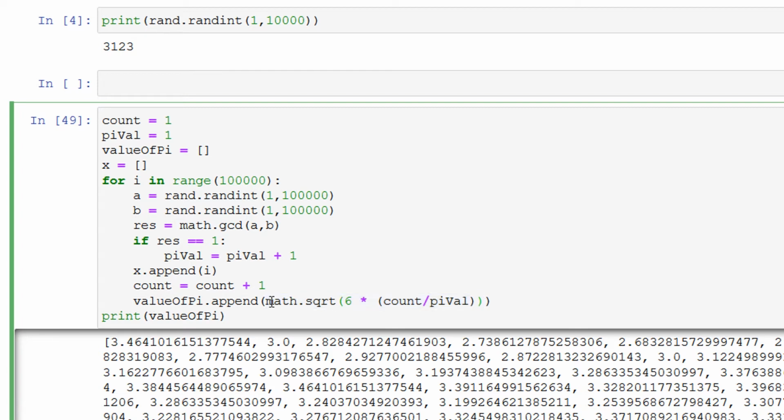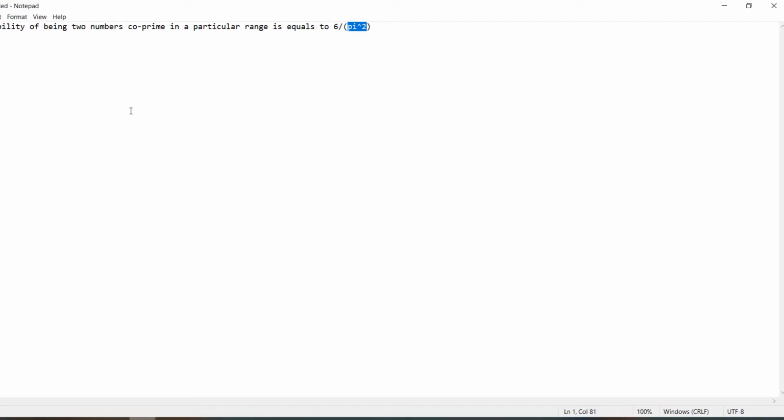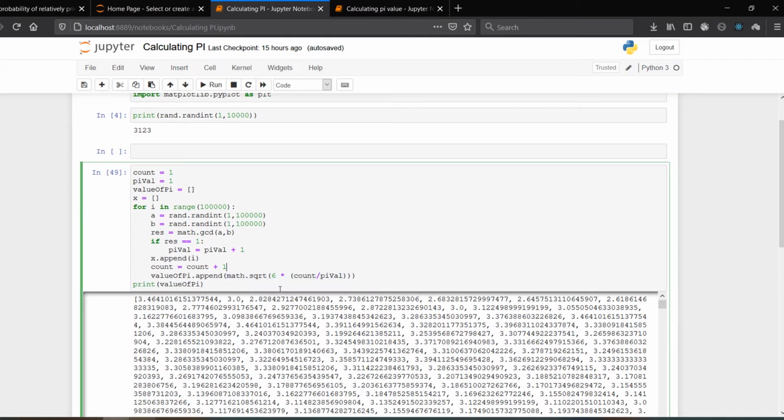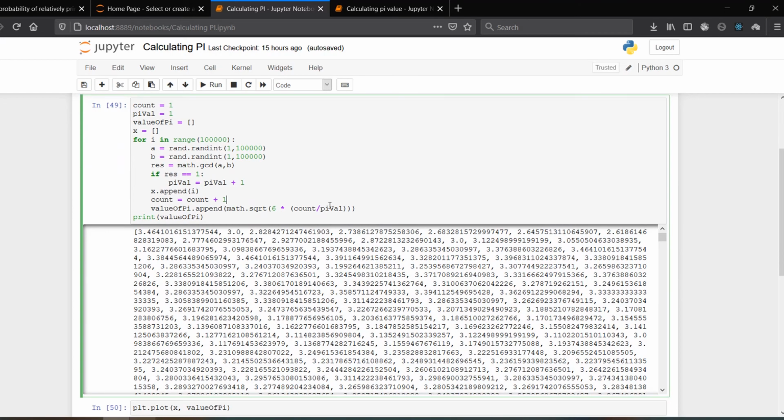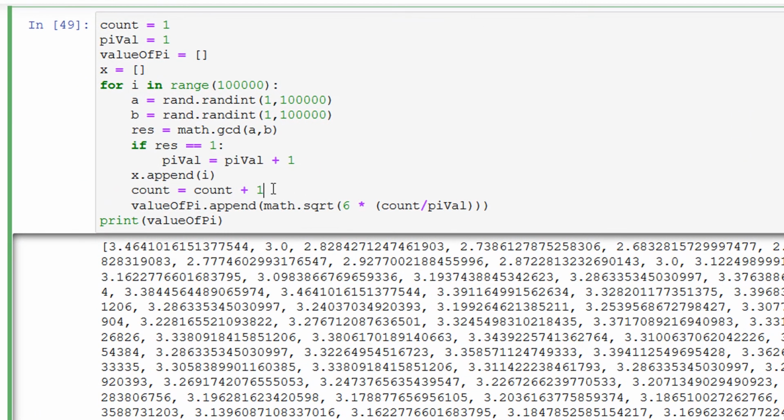Let me tell you about this equation. At the very first we saw that the probability of two numbers being co-prime in a particular range is equal to 6 by pi square. So in this programming, the variable is pi, that is, we are calculating the value of pi.